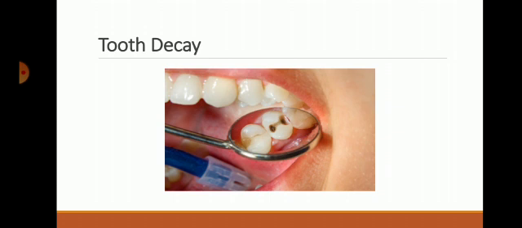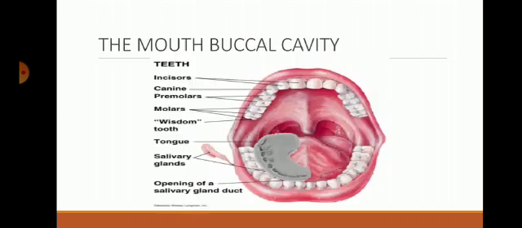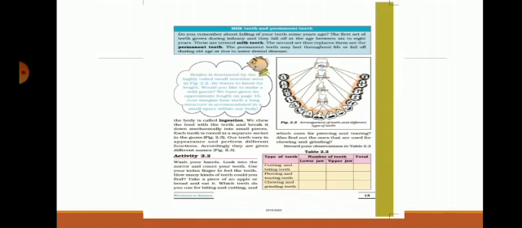A small activity: take page number 13, table 2.2. You study four types of teeth: incisors, premolars, canines, then molars. Different types of teeth and their functions for human beings. What are their functions? Cutting, chewing, piercing, grinding, tearing.